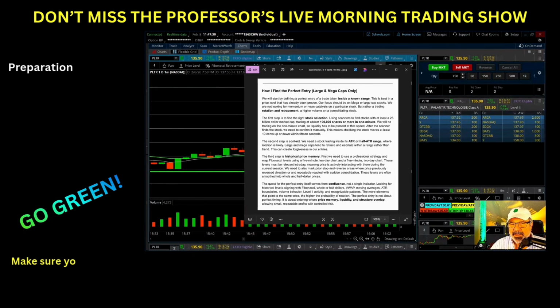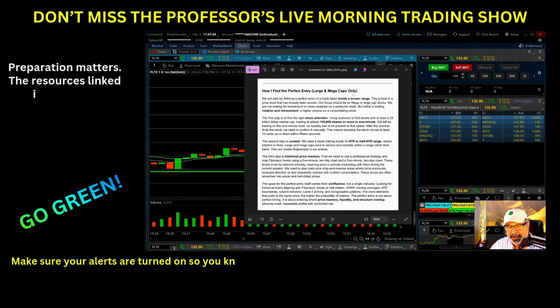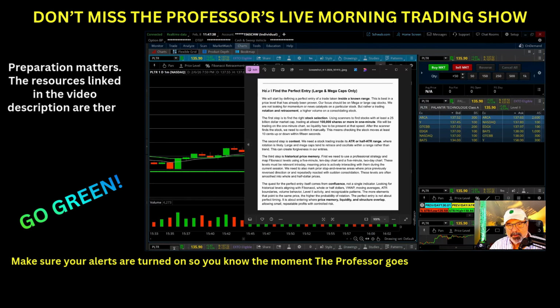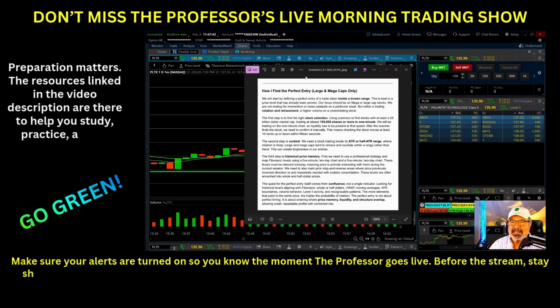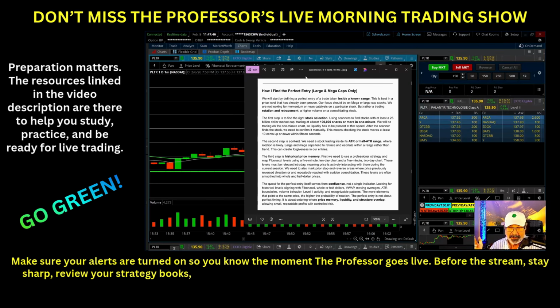Now, a couple other things. How to find the perfect entry, large and mega caps only. Now, this is going to be covered in the book. If you don't own the book, I'm just going to go over it with you. So if you want to get all the information in the book and not pay for it, I'll tell you that little trick too. I mean, it's good to have it on your desk.